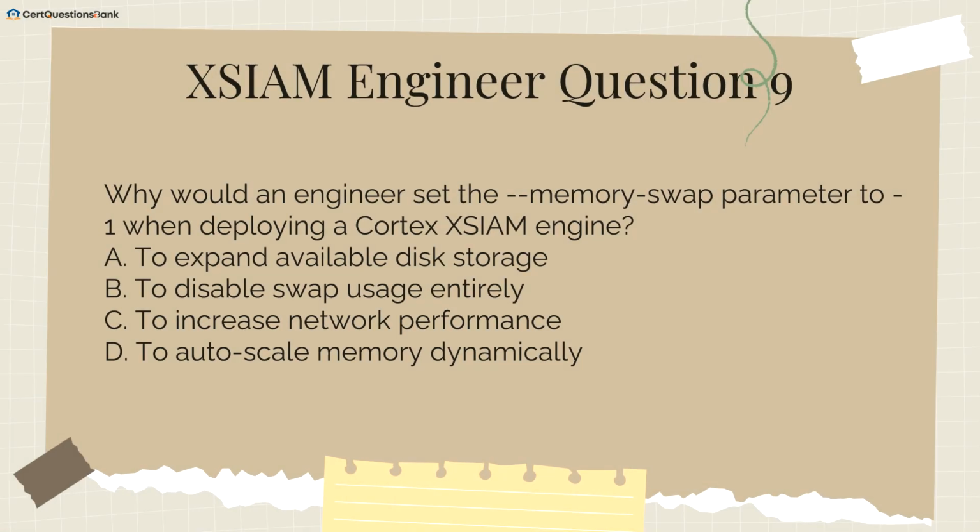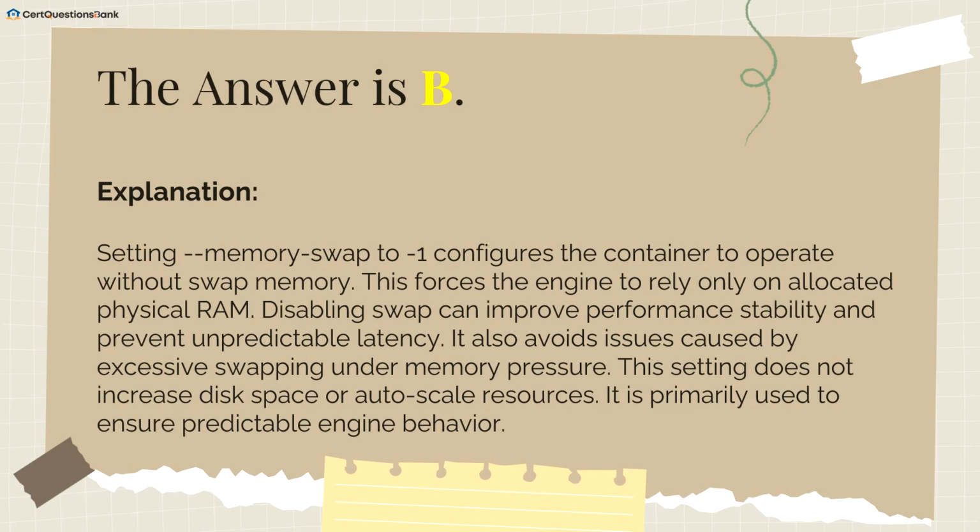Why would an engineer set the memory swap parameter to -1 when deploying a Cortex XSIAM engine? A. To expand available disk storage. B. To disable swap usage entirely. C. To increase network performance. D. To auto-scale memory dynamically. The answer is B.